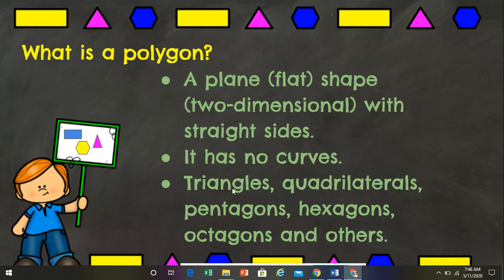It can be triangles, quadrilaterals, pentagons, hexagons, octagons, and others. Pueden ser triángulos, cuadriláteros, pentágonos, hexágonos, octágonos, y otras figuras. We will get into these shapes in a moment. Ya mismo entraremos en lo que son el resto de las figuras.